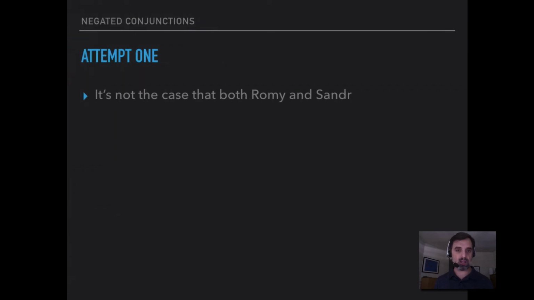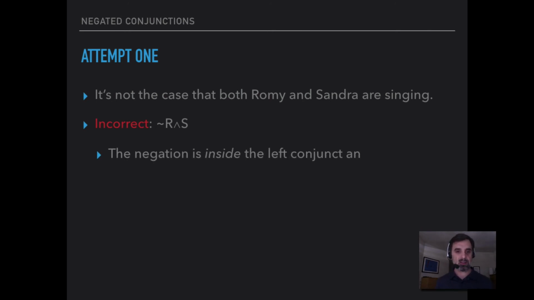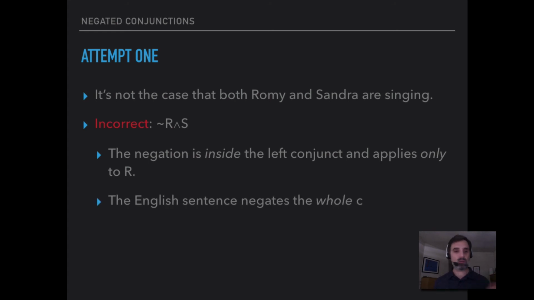Well, here's a first attempt. Not R and S. But we know what this says. This says it's not the case that Romy is singing, and it is the case that Sandra is singing. The negation is inside the left conjunct, and it applies to R. That's not what we want to do. In the English sentence, it negates the whole conjunction. But in this sentence, the negation is attached to the R and not to the whole conjunction.